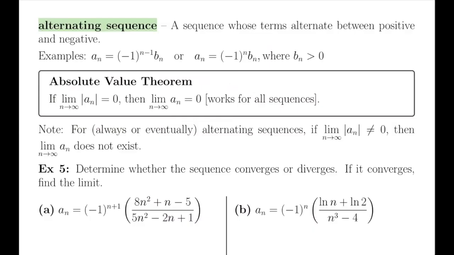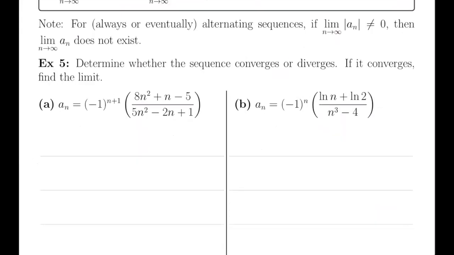Either way, if the limit of the absolute value of a sub n as n approaches infinity is not 0, then the limit of a sub n as n approaches infinity does not exist. We're going to see some examples of that in a second, and you'll see how that's used. Same as the last example, determine whether the sequence converges or diverges. If it converges, find the limit.